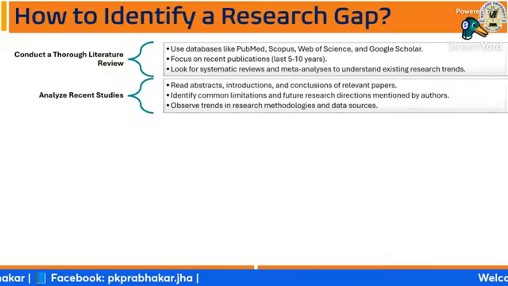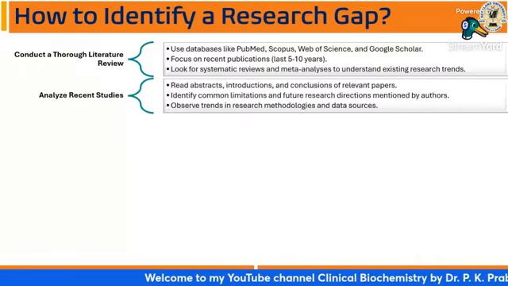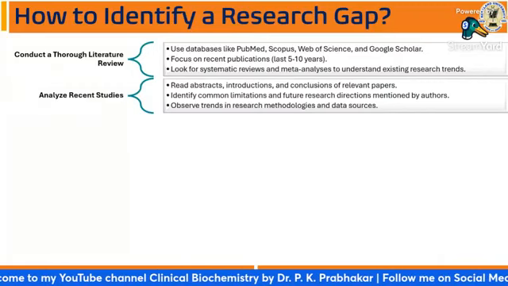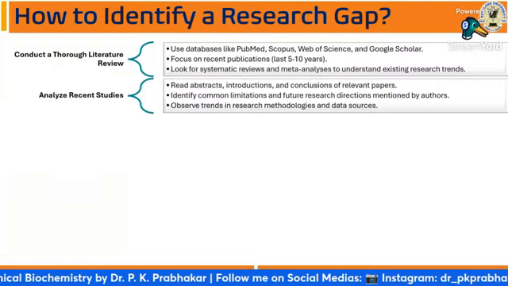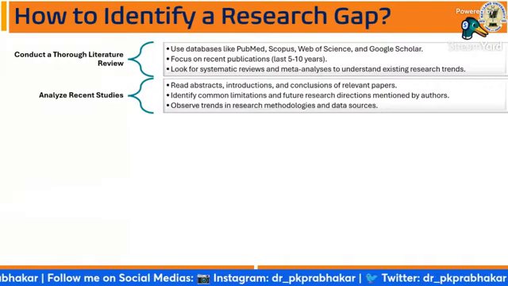Second one is to analyze recent studies. For that, normally the steps will be to conduct bibliometric analysis using different tools like VOSviewer or Biblioshiny. These are the different tools. Look at the citation networks to identify frequently cited works or the most important unresolved issues.